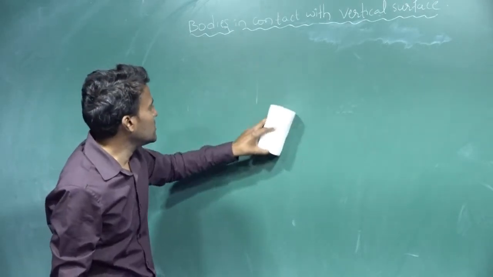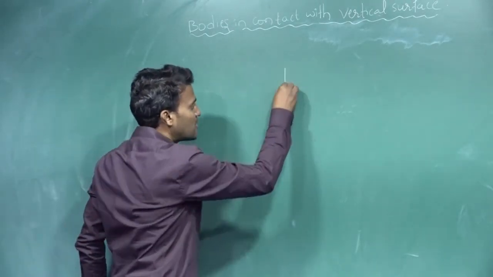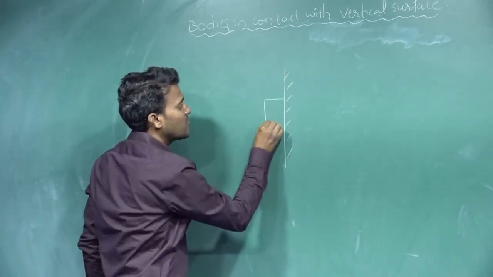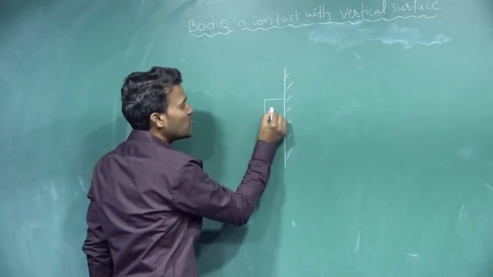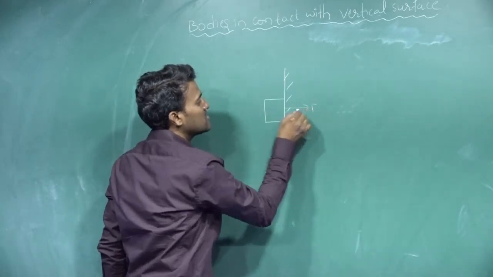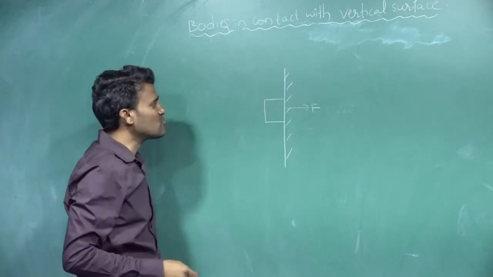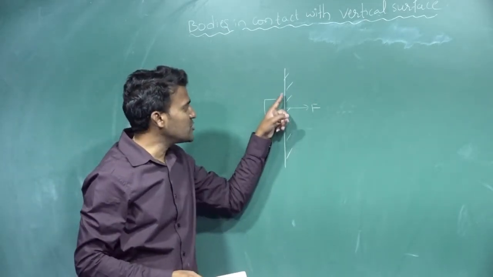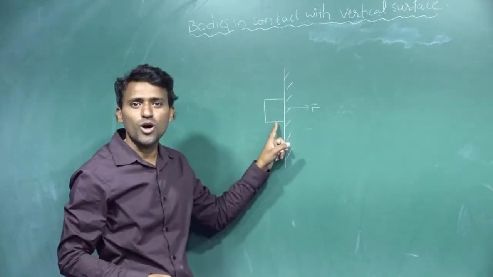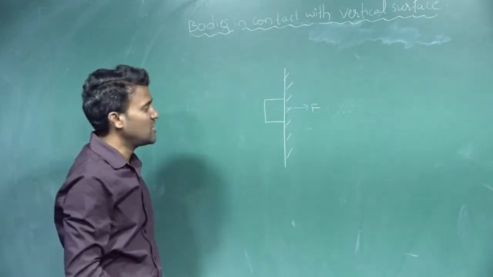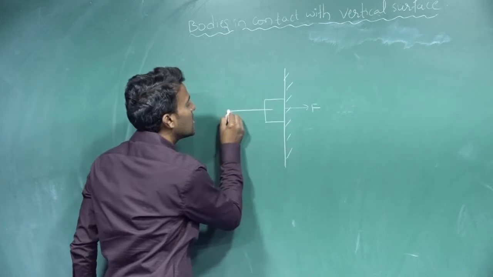Okay. Now, I will show it diagrammatically. Same thing. This is one block. I am applying the force along this direction. The applied force is along this direction. At that moment, the block and object are both in contact, so a normal force can exist. That normal force is like this.